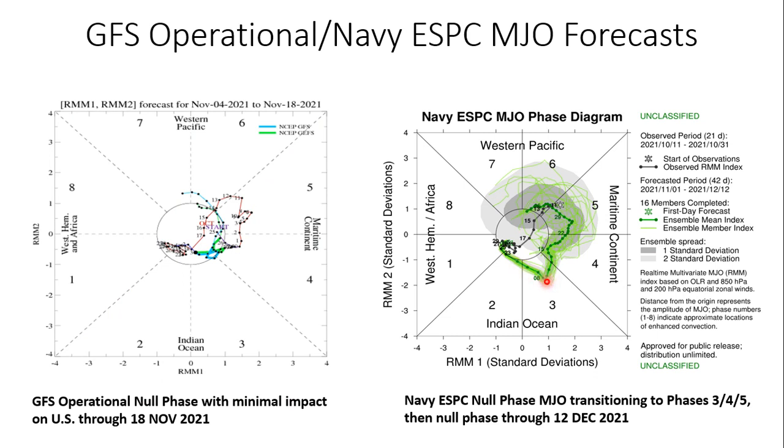Notice this green line goes into a phase 3, a weaker magnitude phase 4, back out to a stronger magnitude phase 5, where we get more of the convection, or that upper vertical motion, over the maritime continent region in 4 and 5, and then working its way back into the null phase. Now this ESPC MJO phase forecast goes out through the 12th of December, so quite some considerable time.